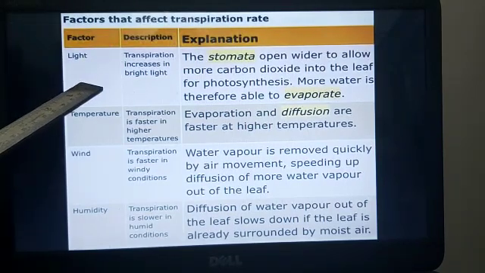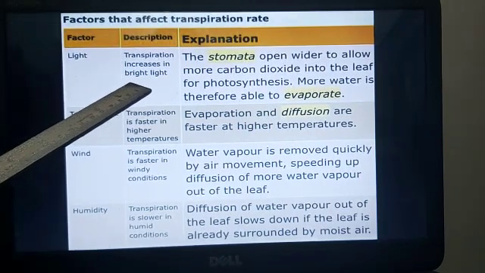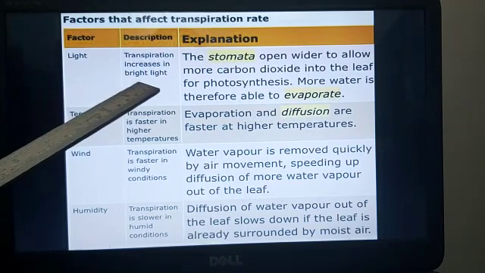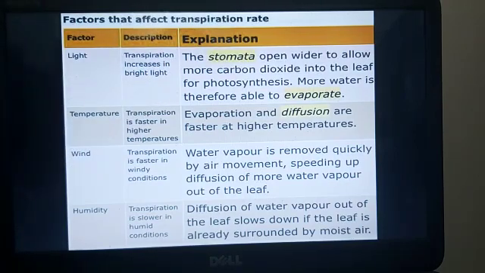The first factor here is light. Transpiration increases in bright light, that is, the stomata open wider to allow more carbon dioxide into the leaf for photosynthesis. More water is therefore able to evaporate. So, in the presence of sunlight, higher is the light intensity, greater is the transpiration. Second is temperature. Transpiration is faster in higher temperatures because evaporation and diffusion are faster at higher temperatures.